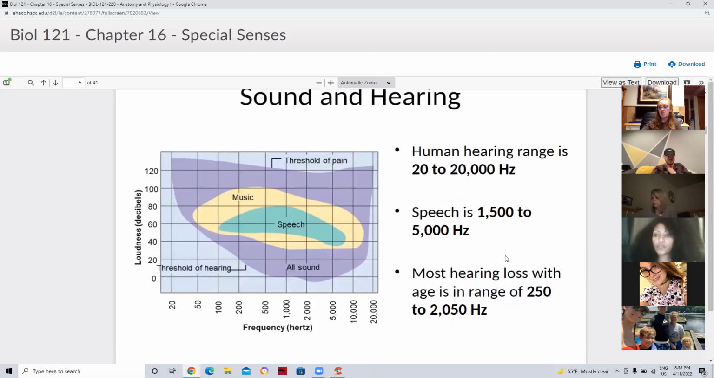Most hearing losses are between 250 to 2,050 hertz. Here we are, hertz, 250, approximately right here, to 2,000. So that's why hearing losses tend to affect a lot of speech sounds, because they're taking up a major part of that region. It's usually when people can't hear speech that they know they're feeling hearing impaired.